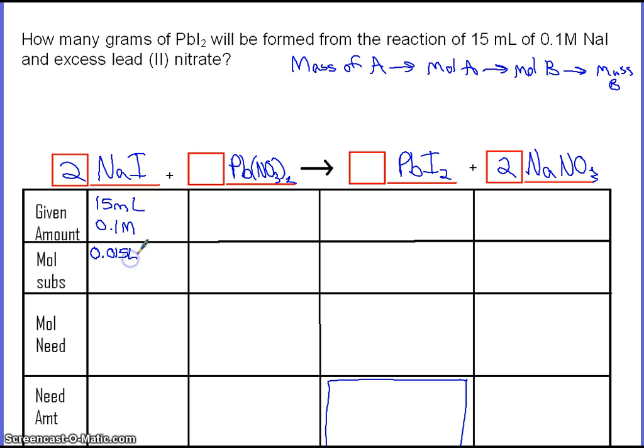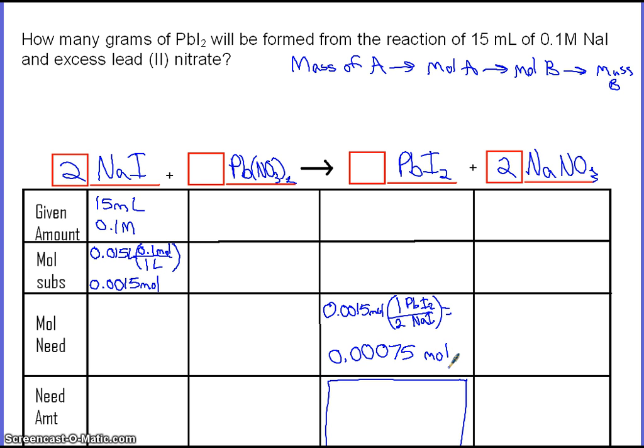So I take my volume, 0.015 liters, because that's what 15 milliliters is, and I multiply by 0.1 moles per 1 liter. So I have 0.0015 moles. Now I have to look at, well, how many moles of the one I need do I have? So I take my 0.0015 moles and I multiply by the ratio of 1 lead iodide for every 2 sodium iodides. So when I find out what that equals, that would be 0.00075 moles.